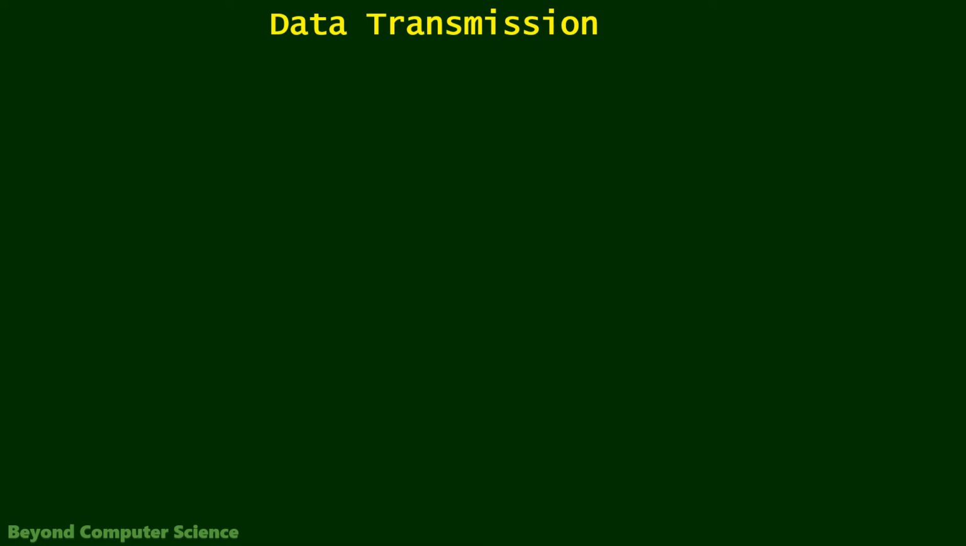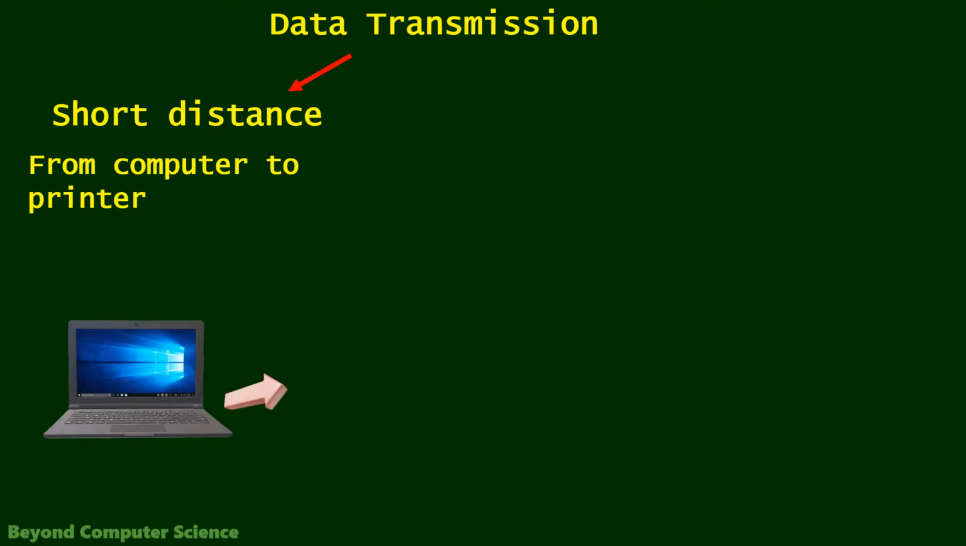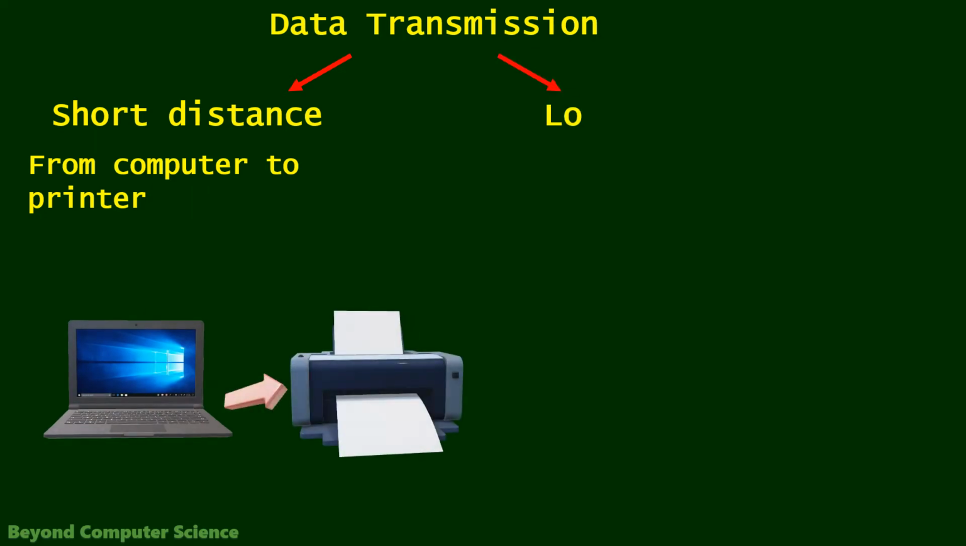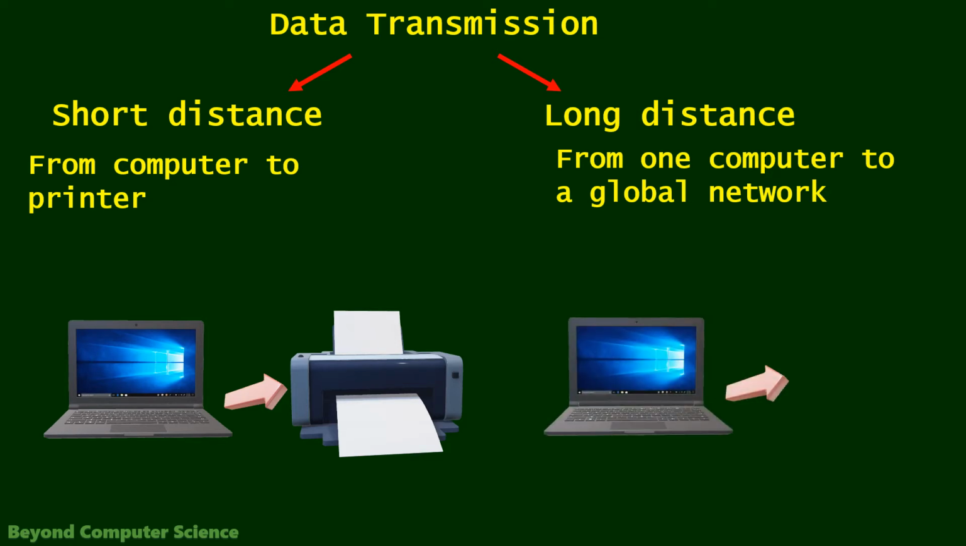Those devices can be routers, those devices can be switches. Okay, so there are two types of data transmissions. One can be short distance, for example, from a computer to a printer, and data transmission can be long distance, from one computer to a global network of internet. So it can be as short as from a computer to a printer and as long as from a computer to a global network.